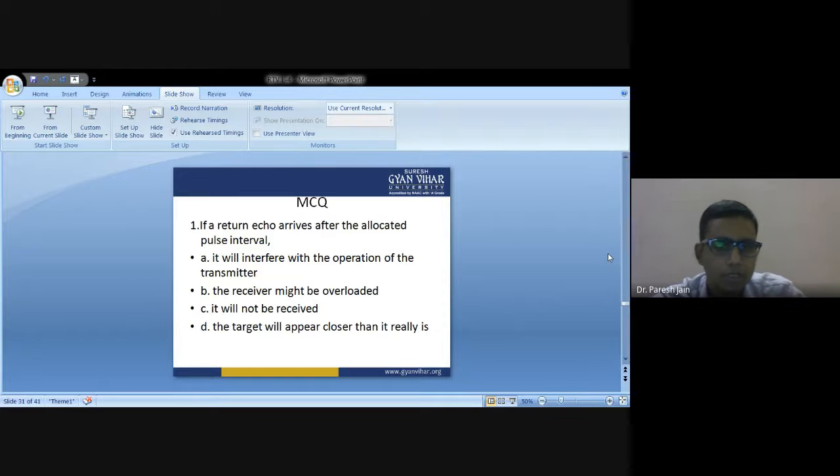Now we have some multiple choice questions based on the radar block diagram and radar performance factors.